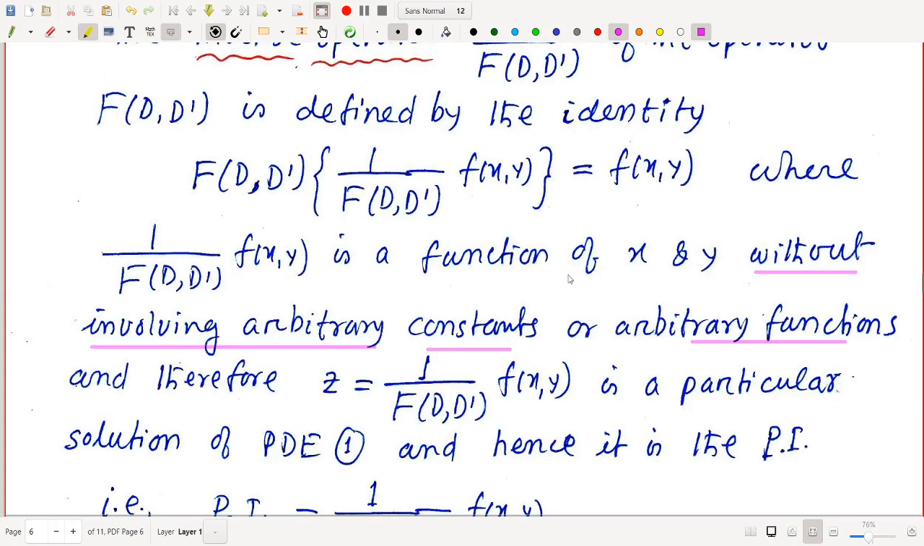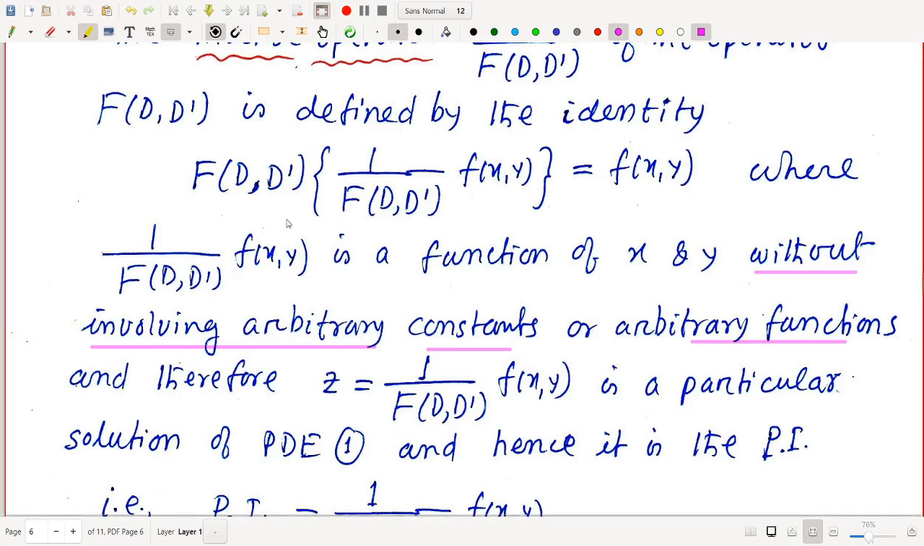So 1/f(D, D') operating on f(x,y) is such a function which when operated by f(D, D') again gives you f(x,y). As if differential and integral: the differential of the integral equals the function. The action of one operator is neutralized by the action of the other. Equal and opposite forces balance each other, like this in physics. So 1/f(D, D') of f(x,y) is such a function which when operated by f(D, D') we again get the original function f(x,y).